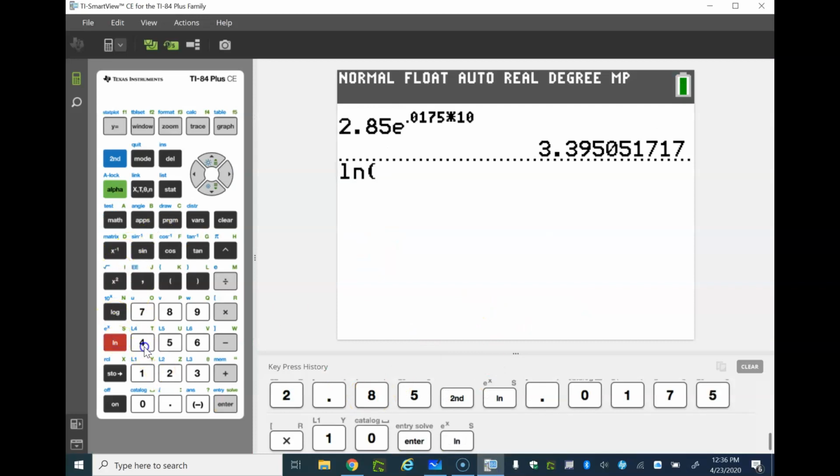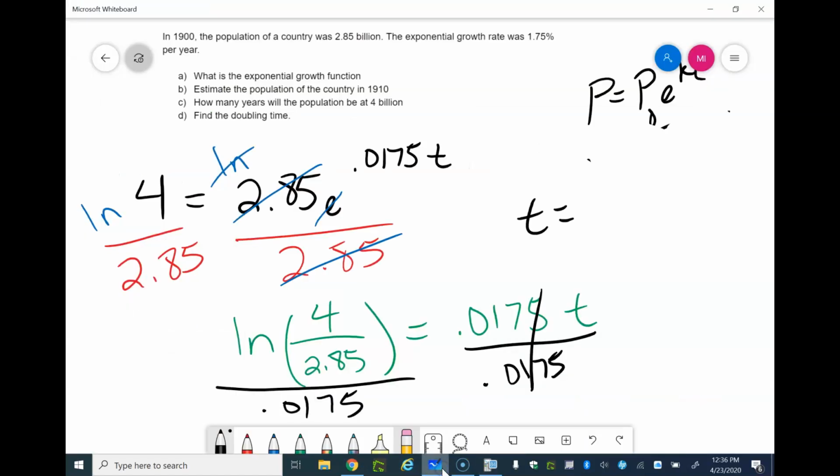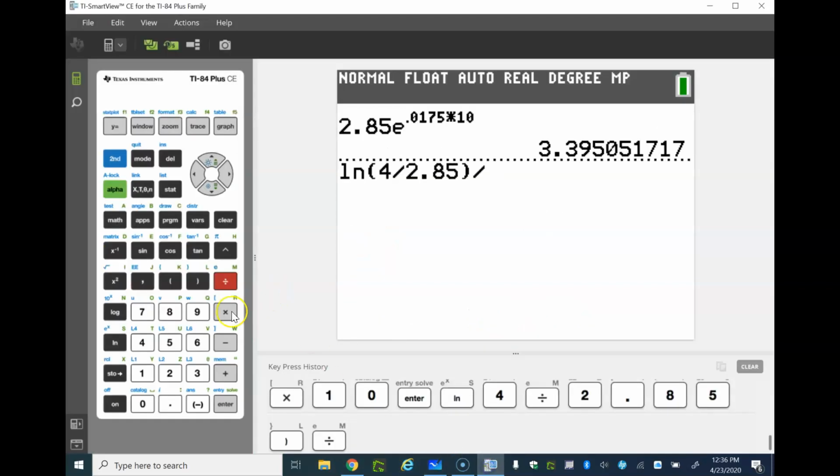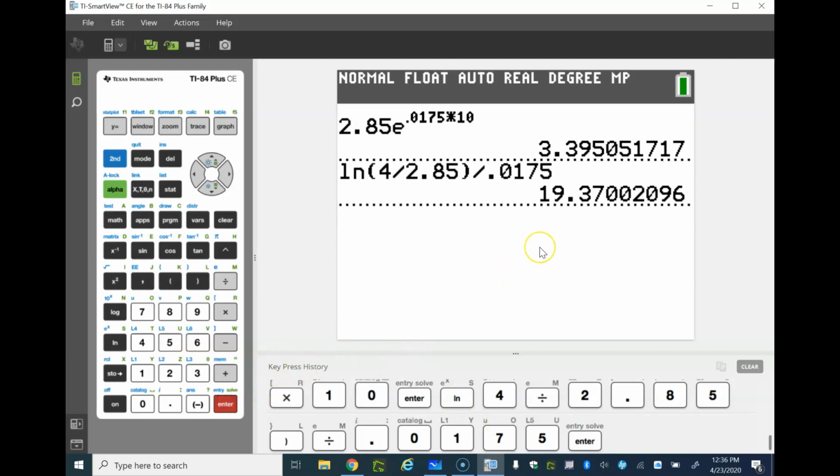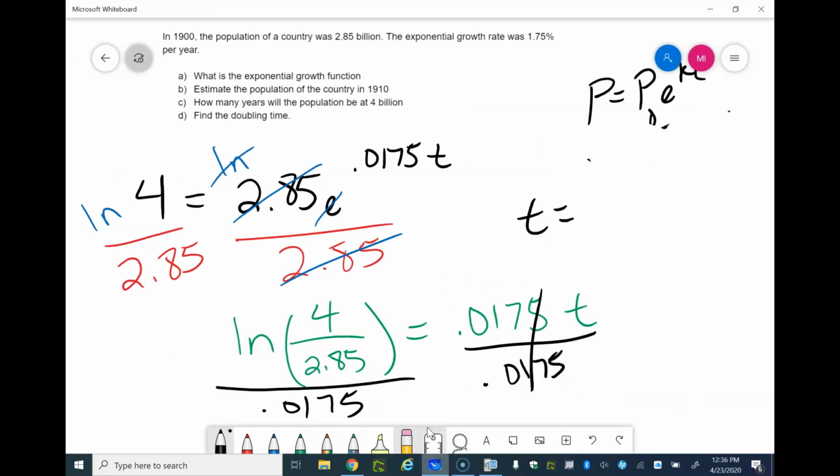So ln of 4 divided by 2.85, divided by 0.0175. Let's go. Hit enter, and we're going to get about 19.4. So 19.4 years. It'll be about 19.4 years before the population hits 4 billion.